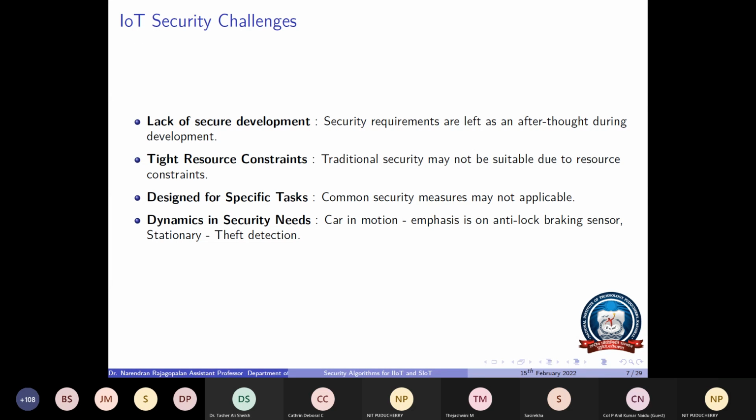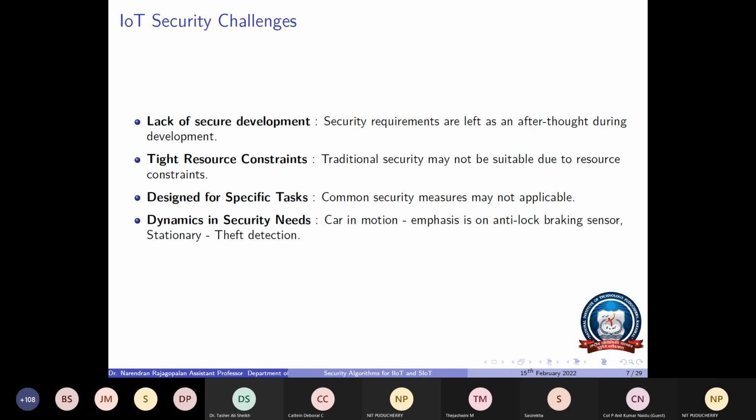What are some of the security challenges in IoT? One is that we don't give due importance to security. Security is seen as an afterthought. First, we think of developing and making the system work. In the process, we might build the system such that it becomes rigid enough not to later incorporate security aspects, or during the coding or programming phase, or even when hardware devices are being placed, we might leave out some of the loopholes, which can later lead to security issues. So, lack of secure development.